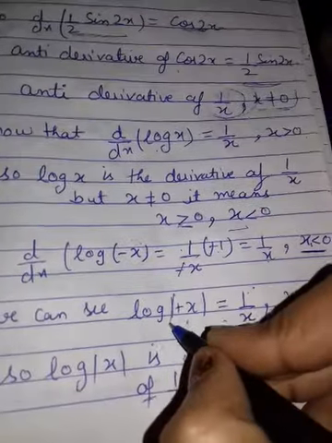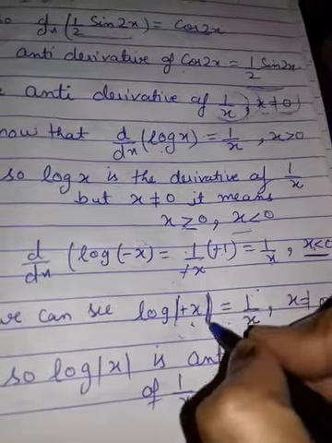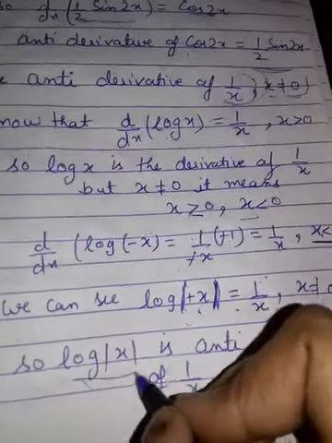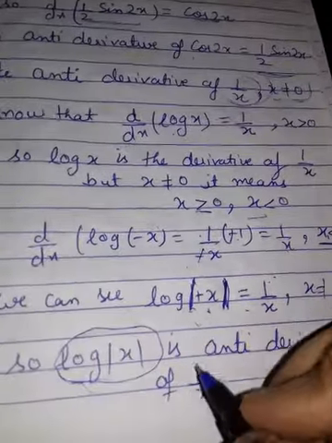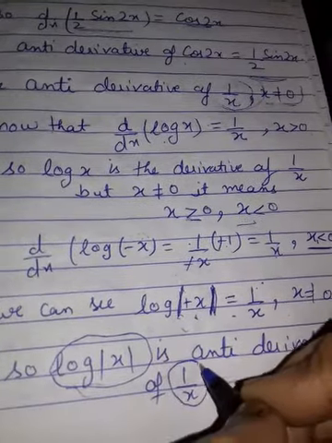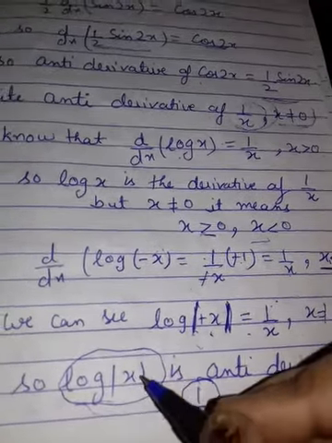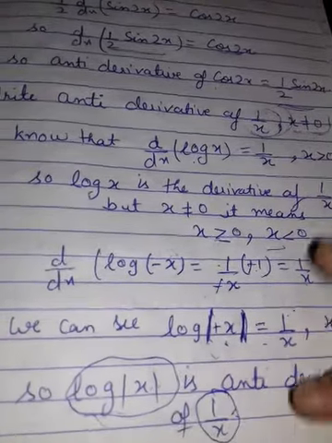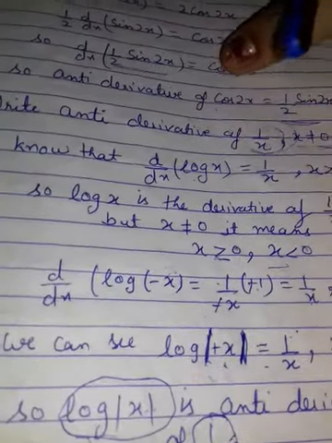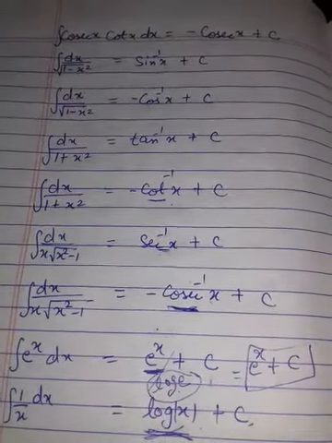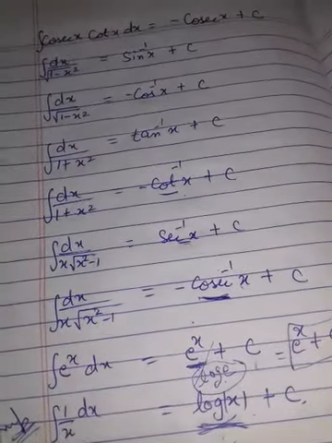Why did I keep the modulus here? Because it removes the positive and negative sign, working as an absolute value. So always use this result. The derivative of log x is 1 by x, but the integration or antiderivative of 1 by x is log of mod x. Remember these identities. Try to make a notebook so you can learn them anytime.